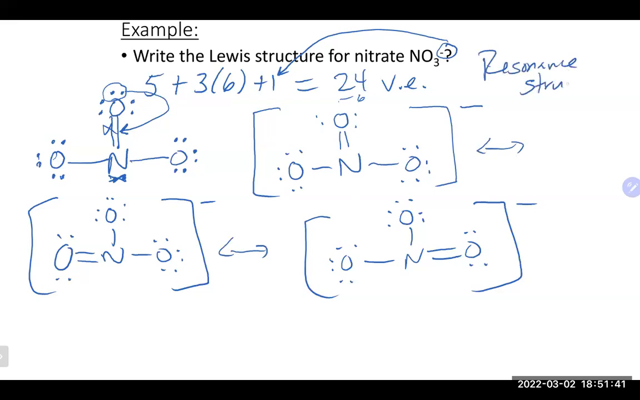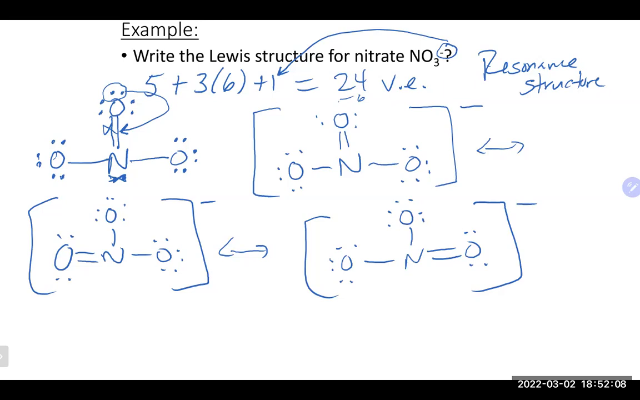Resonance structures basically occur in this situation where you have more than one option where you could do the double bond. Because we have more than one option, we could draw 3 different structures, which are all basically equivalent to each other. They're all basically the same. If you're not asked to draw a resonance structure, you could draw any one of those 3 and it would be correct. If you're asked to draw resonance structures, you would do all 3 in this case.